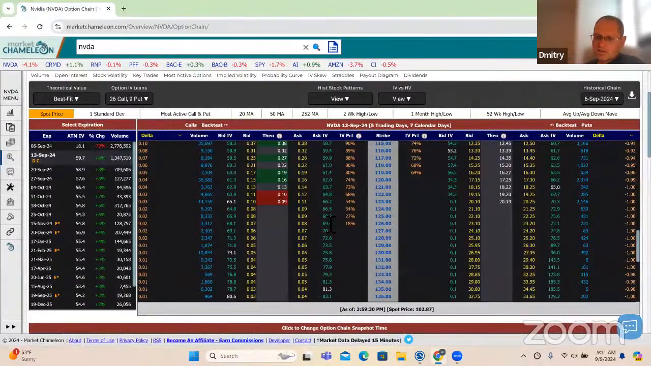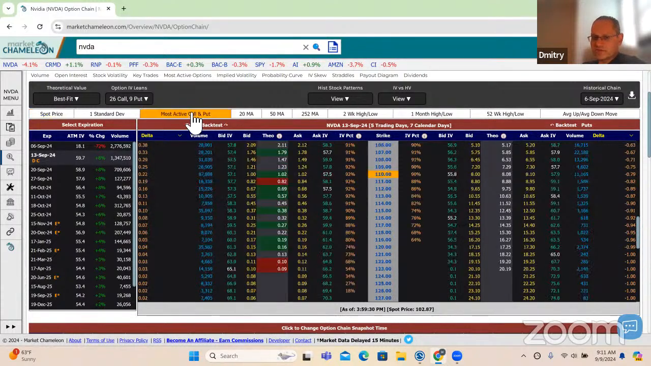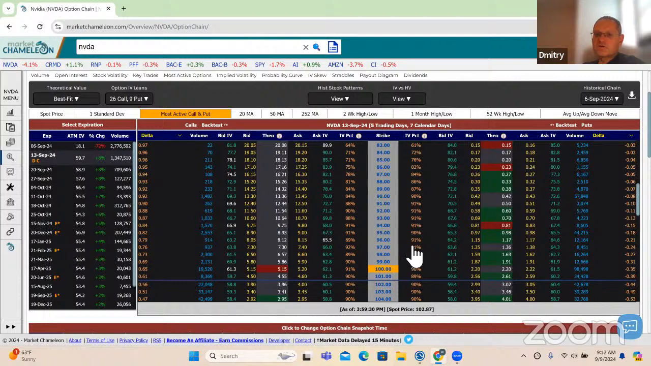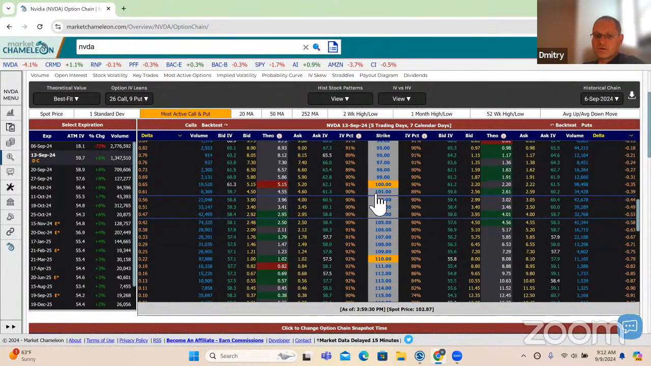Another way is to use some of these tools, like most active call and put. If I click on it, because it's not obvious where the most activity is in this chain, it says here the 110 and the 100 strikes are most active. Looks like the most active is the 100 put, 98,000 contracts traded, and the 110 call looks like 87,000 contracts traded there. So this is the most active call on the board.